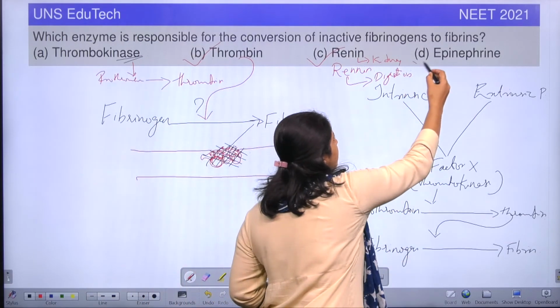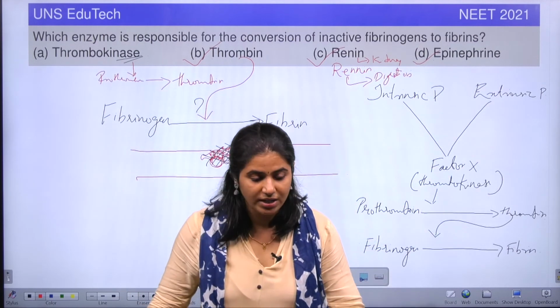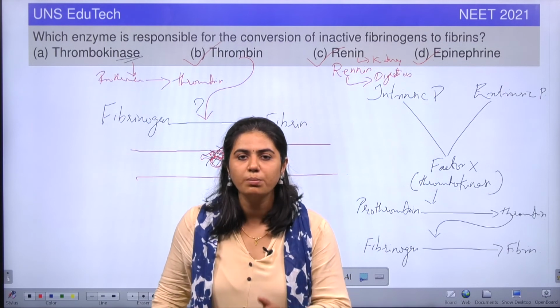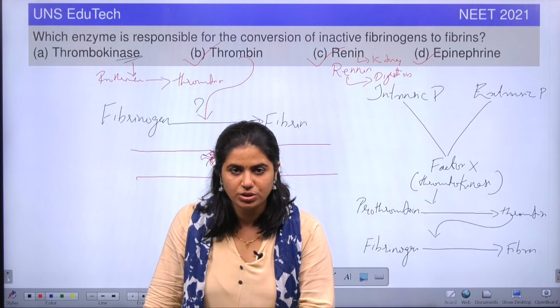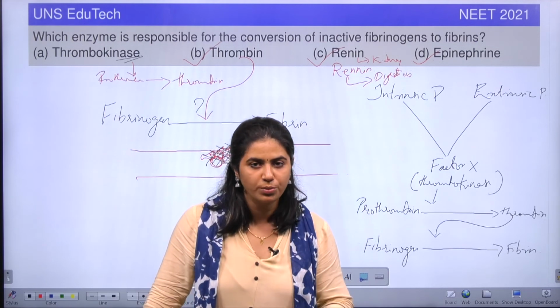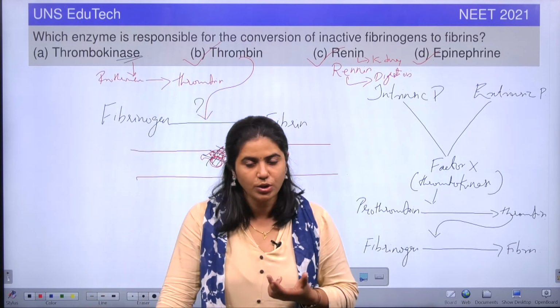Now last is epinephrine. You know epinephrine, right? Epinephrine is also known as adrenaline, the fright and flight hormone. So we know the answer is thrombin converts fibrinogen into fibrin. Thrombokinase converts prothrombin into thrombin, and the other two options are nowhere related to clotting, right?